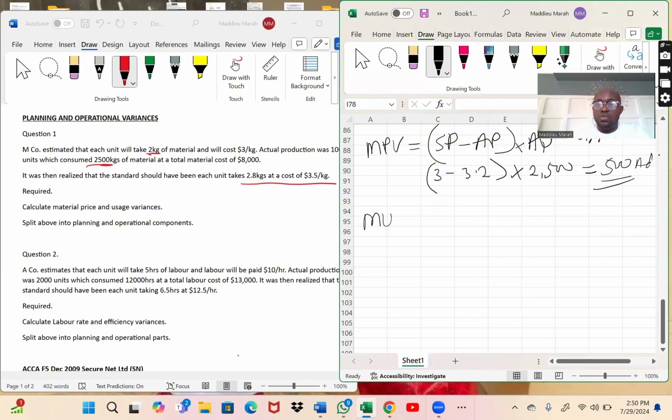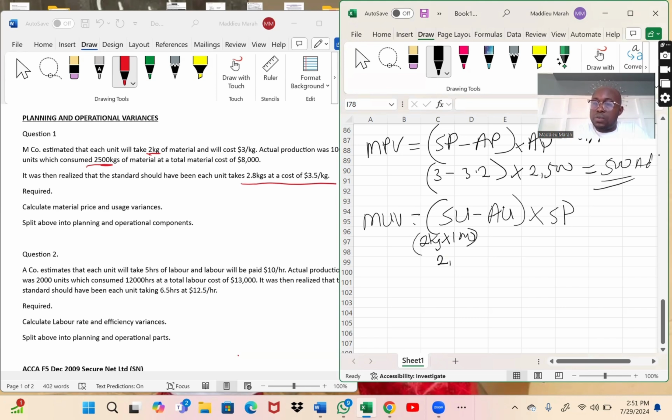Now, our material usage variance. Usage, we are looking at the quantity, right? So we have our standard usage minus our actual usage, multiply our standard price. What's our standard usage? We have a standard usage that we have to trace to the actual production. Always remember that. That's a trick. Actual usage always go with actual production. Our standard usage is 2 kg. Right? What's the actual production? 1,000 units.